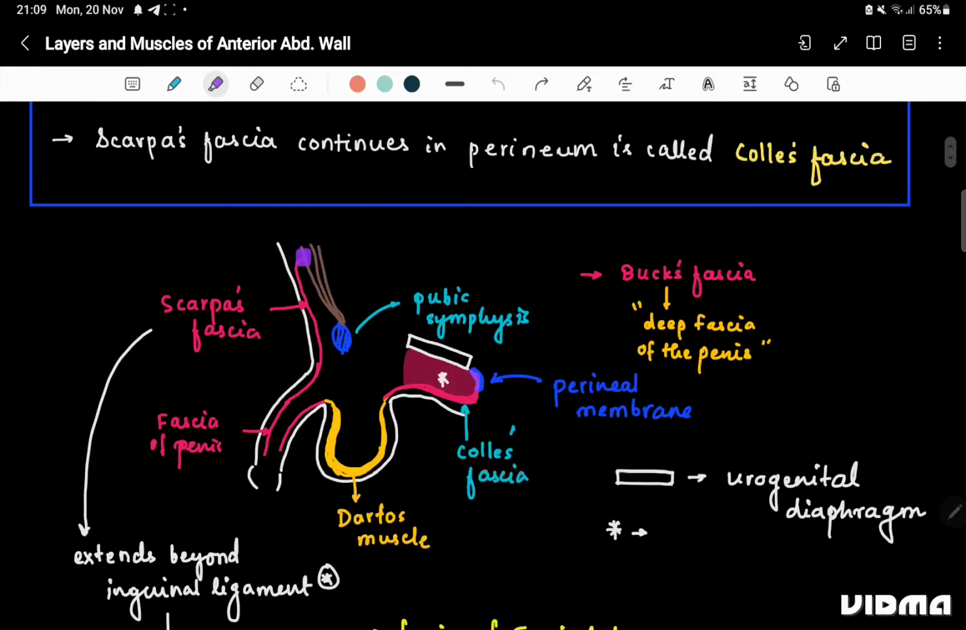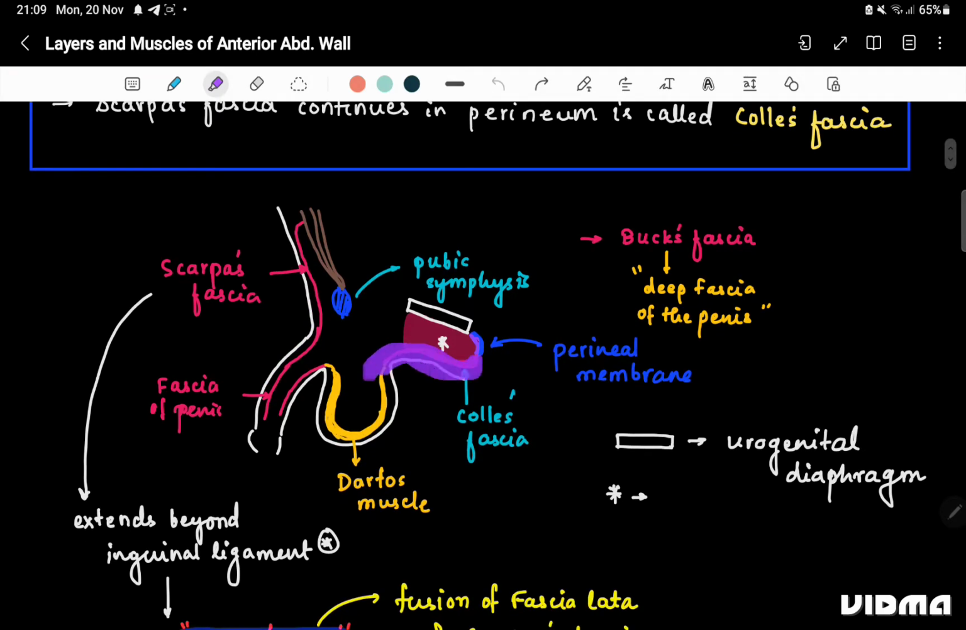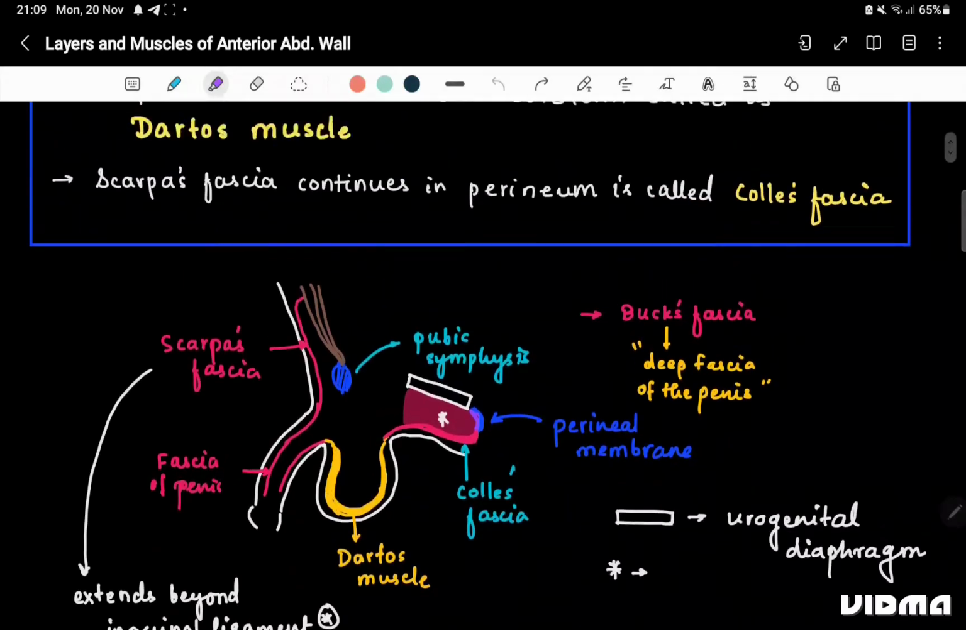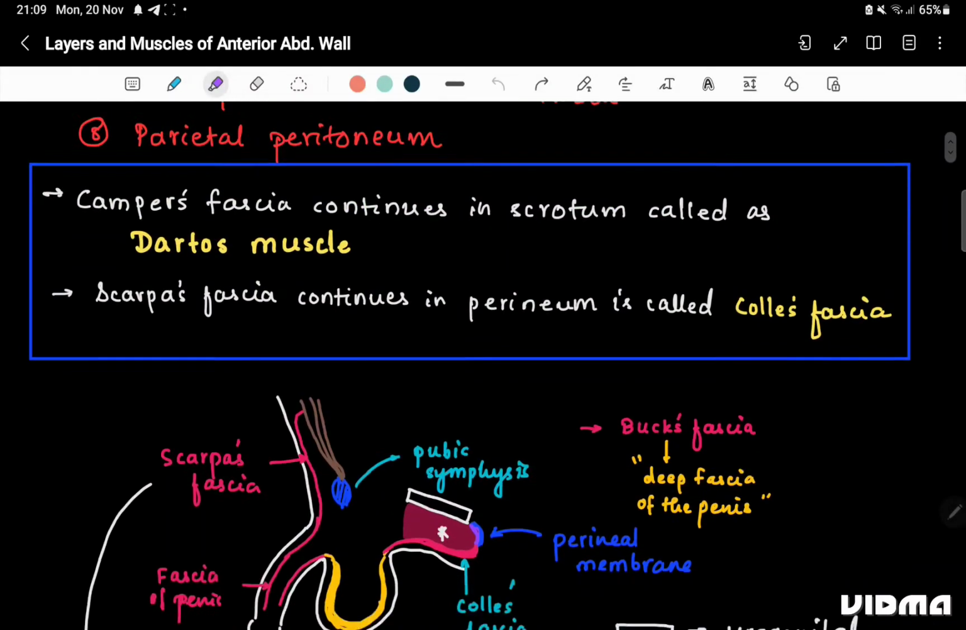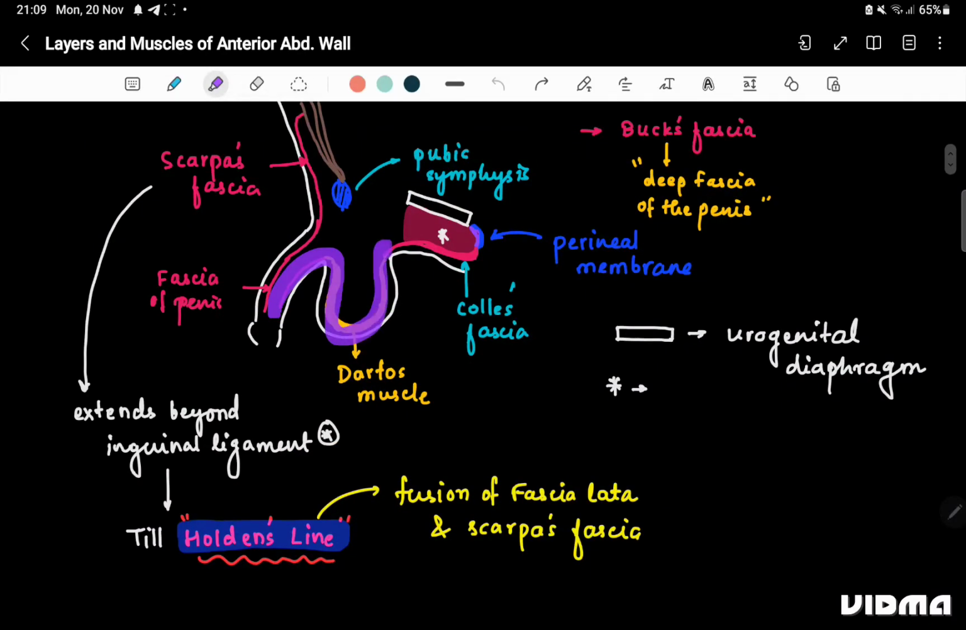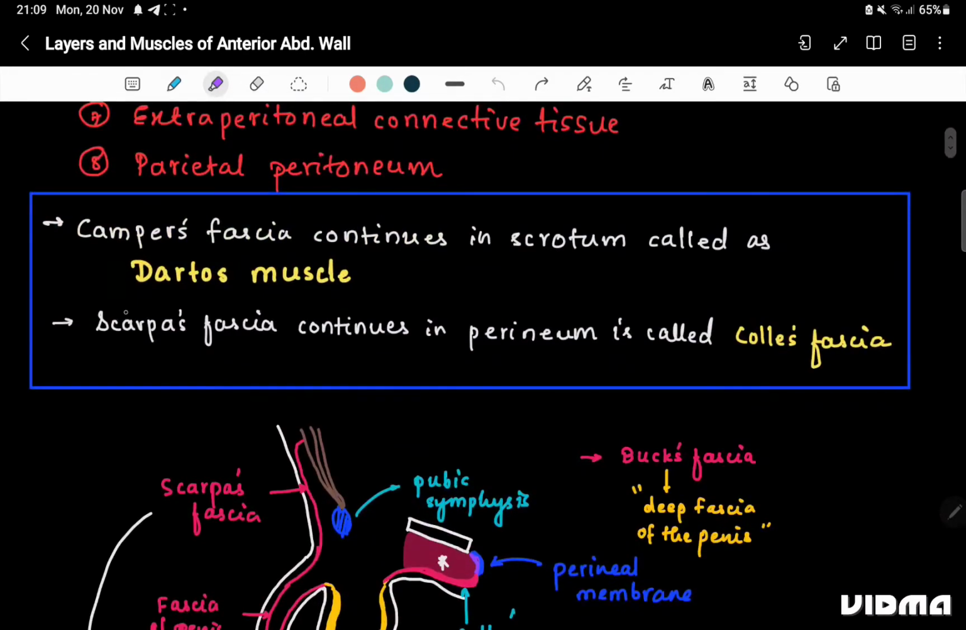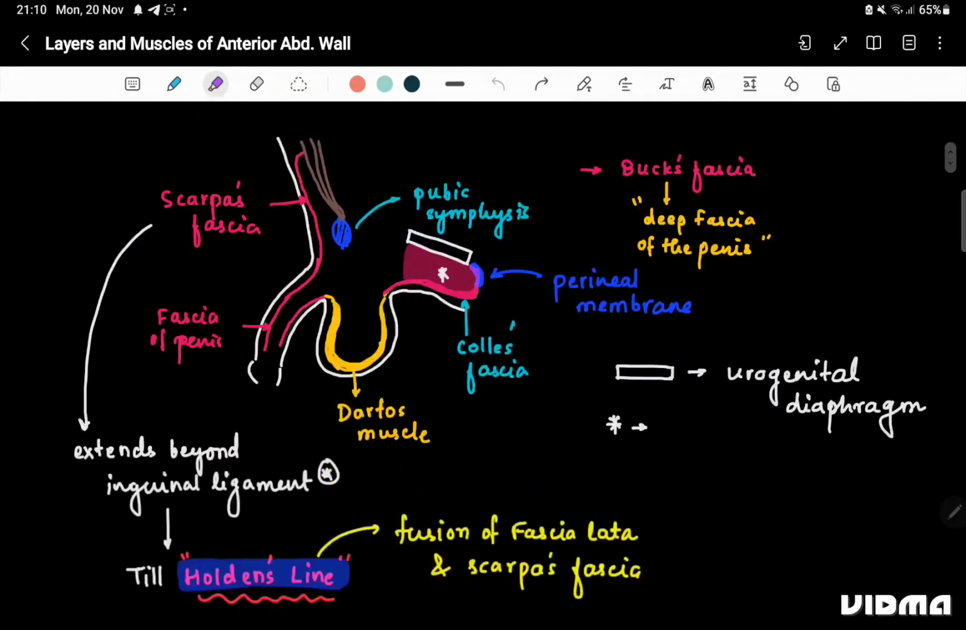Let's discuss this. Okay, this is Scarpa's fascia. If it continues in the perineum, it will be called Colles fascia. This is the continuation of Scarpa's fascia in the perineum, called Colles fascia. Then if Scarpa's fascia continues in the scrotum, it is called the dartos muscle. This dartos muscle is the continuation of your Scarpa's fascia.